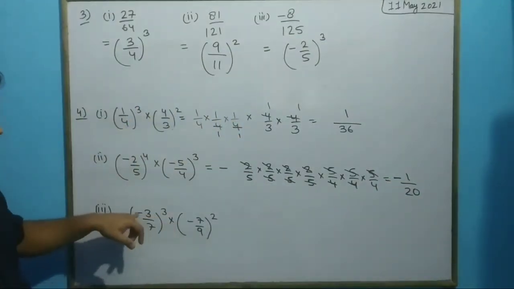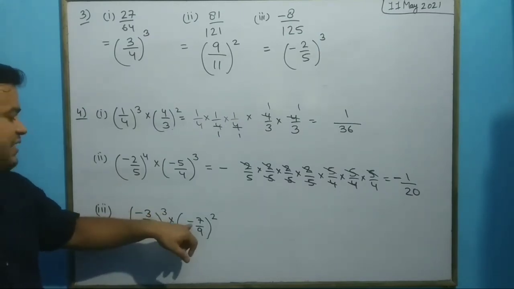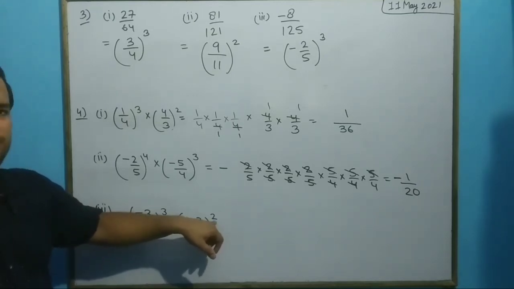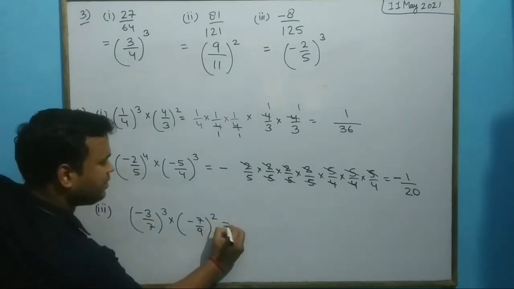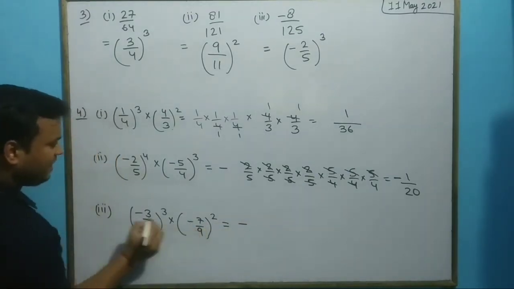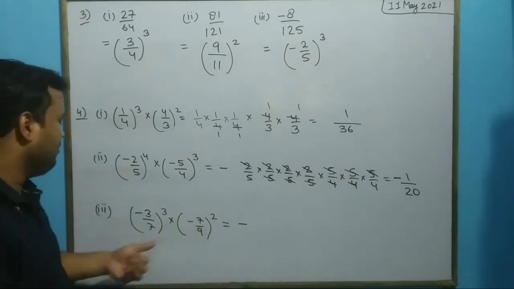Now here negative is raised to the power odd, so it will be negative, and negative raised to the power even number will be positive. So the final answer is negative. This becomes positive and this is negative, so the answer will be negative. Now let us see the numerical part.